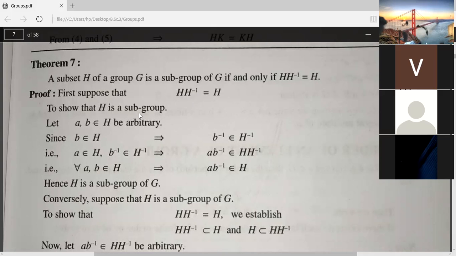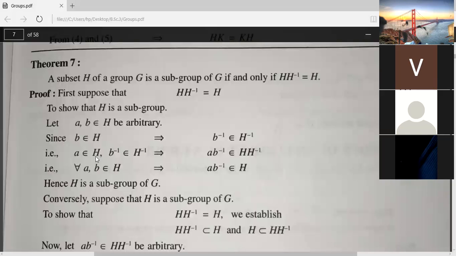By using that, you are writing the same here. And then here, first, what I have taken here is to show that H is a subgroup, so that we have to prove. Now, A comma B belongs to H. You take arbitrary elements belonging to H. Now, B belongs to H implies B inverse also belongs. You raise the powers by -1, that is, you take inverses on both sides. Now, A belongs to H, B inverse belongs to H inverse.